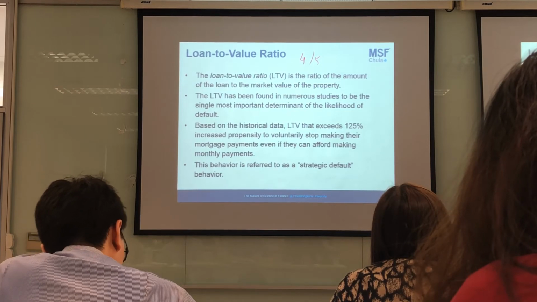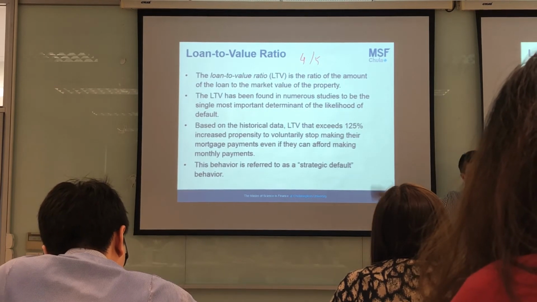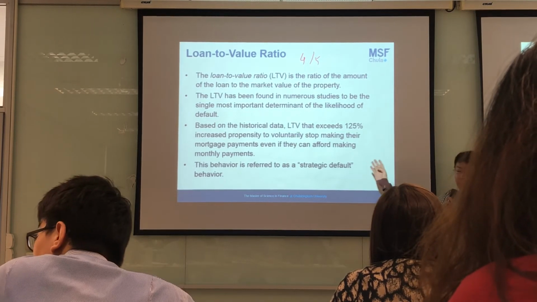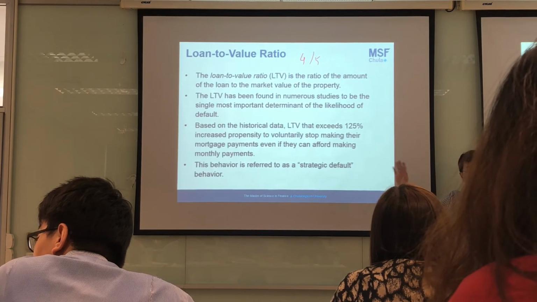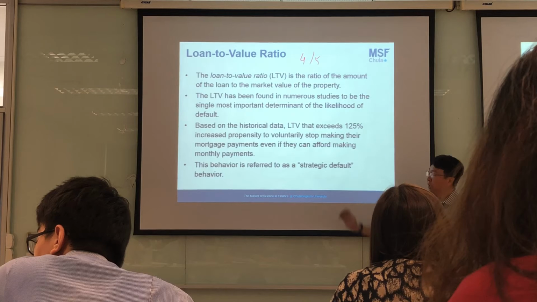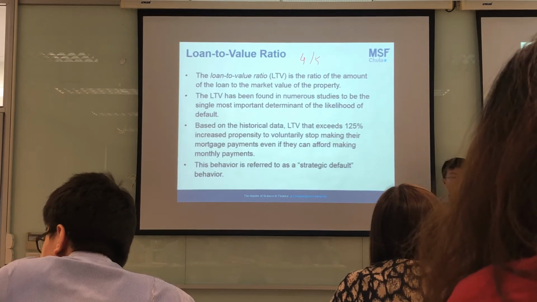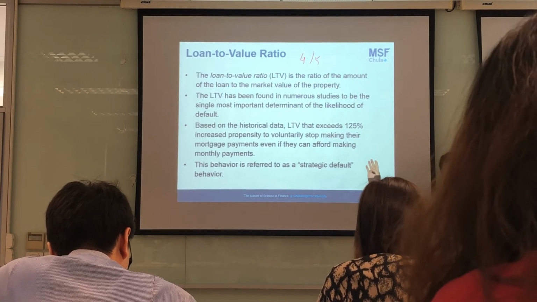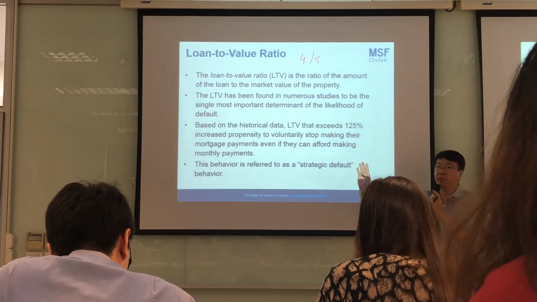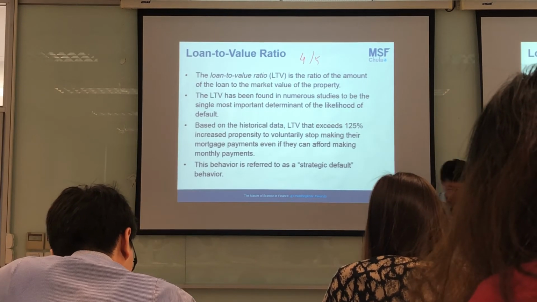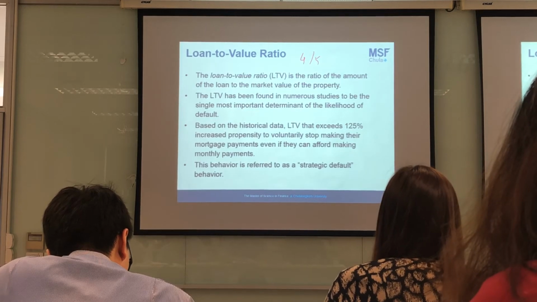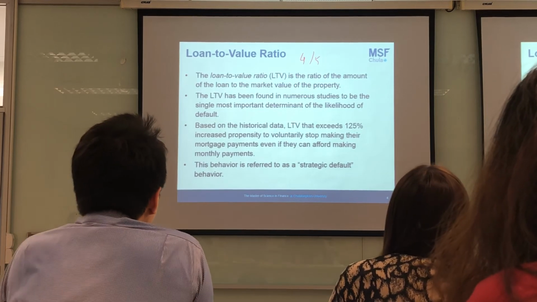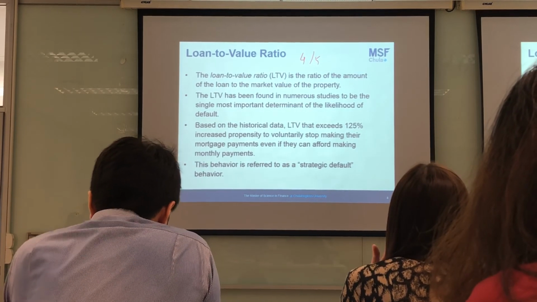So eventually, I just let the bank get the house and liquidate, even though I may be able to pay back the loan. This is called strategic default. Strategic default means the borrower can actually service the debt, however they don't want to. They just let the bank liquidate the collateral.